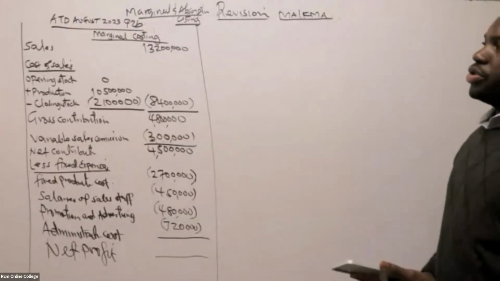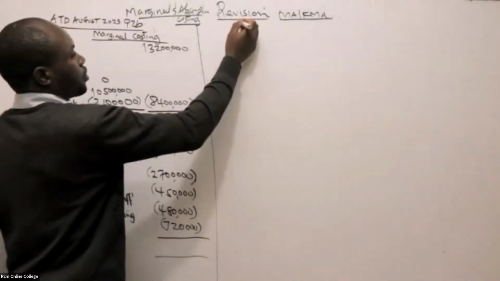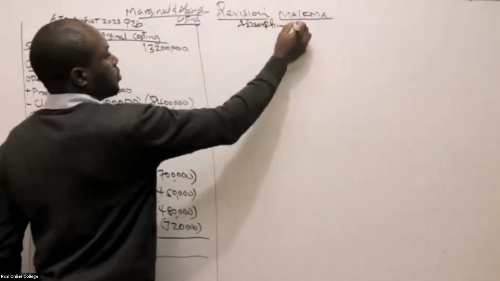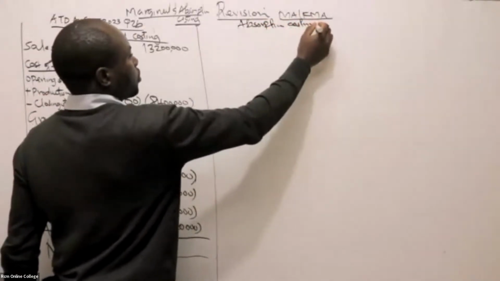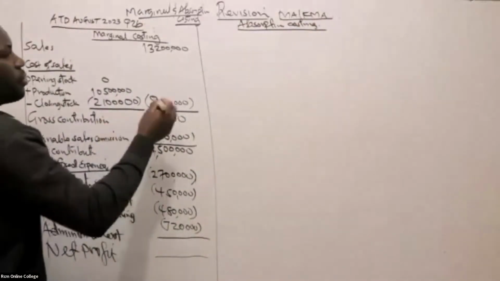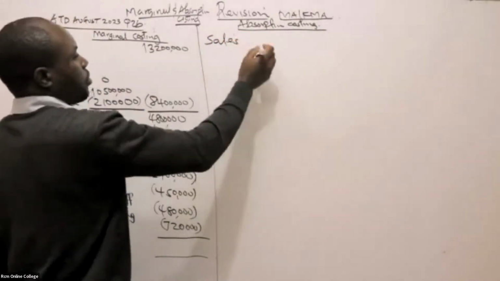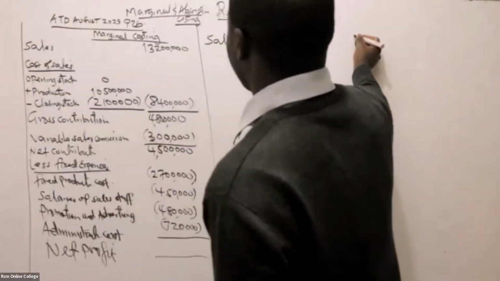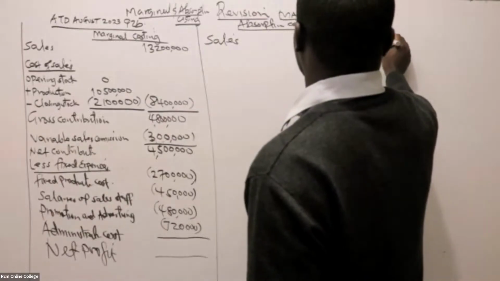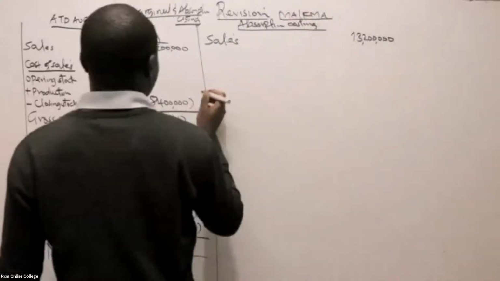Great. We are now going to method number 2, that is absorption costing. So under absorption costing, irrespective of the method, our sales figure will be the same. Our sales figure will remain constant, that is 13,200,000. Then let's go to cost of sales.